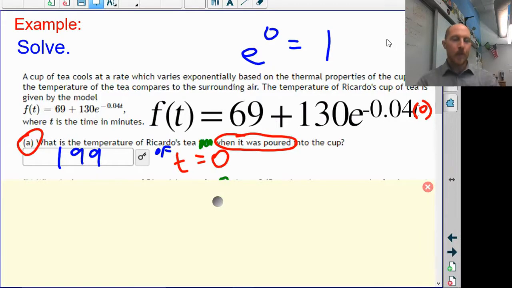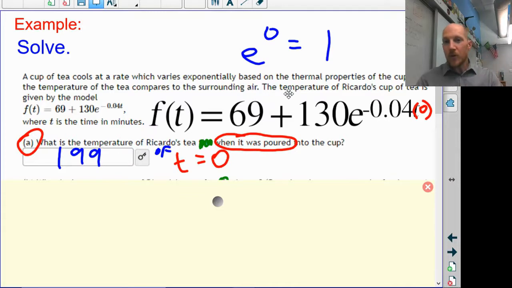So let's take a look at some examples. These are the problems from the assignment. A cup of tea cools at a rate which varies exponentially based on several factors. The thermal properties of the cup, obviously, if it's better insulated or not, it's going to change things. Mostly it's the comparison between the temperature of the tea or coffee or whatever hot beverage you've got compared to the surrounding air. So the hotter the tea is, the faster it cools off. And then as the temperature of the tea is closer to the surrounding temperature, it doesn't cool off as much. So you get that exponential curve coming down. So it would look like exponential decay.